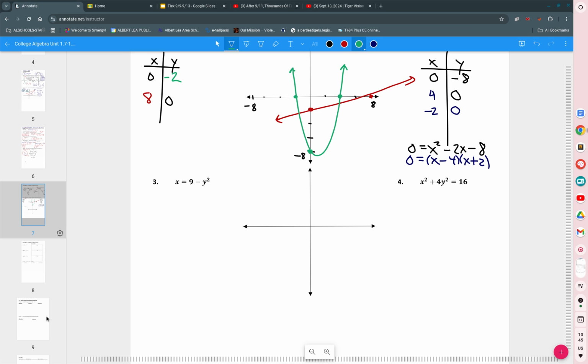Okay. So, x and y intercepts, efficient ways of producing graphs. Try number 3 on your own. Find the x, y intercepts, see if you can sketch a graph, compare it to the person next to you, see what they came up with.